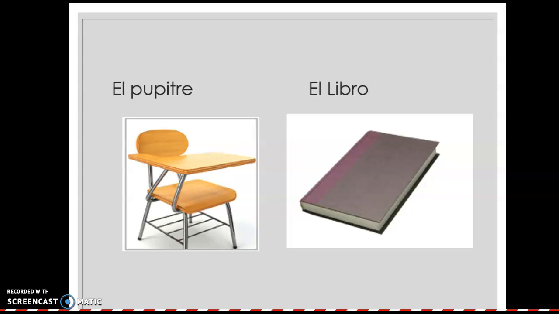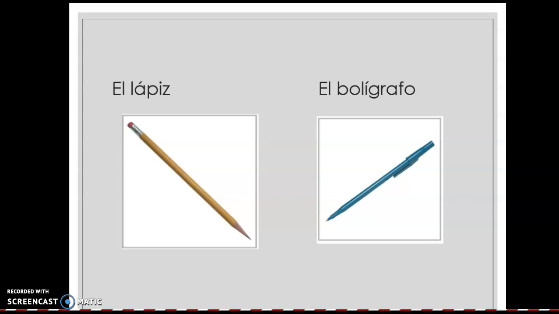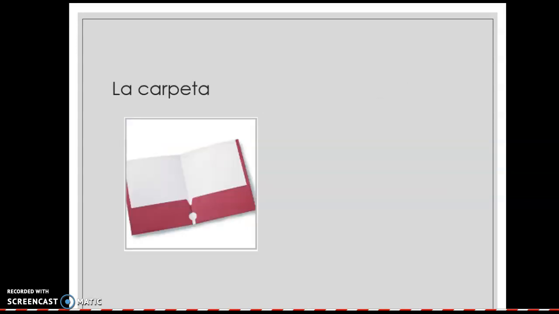Let's continue reviewing the items that customarily are inside of a classroom. El pupitre, that would be a student desk. El libro, book. La hoja de papel, a sheet of paper. El cuaderno, a book. El lápiz, pencil. El bolígrafo, pen. La carpeta, folder or binder, as the same word is used for both of them in Spanish.